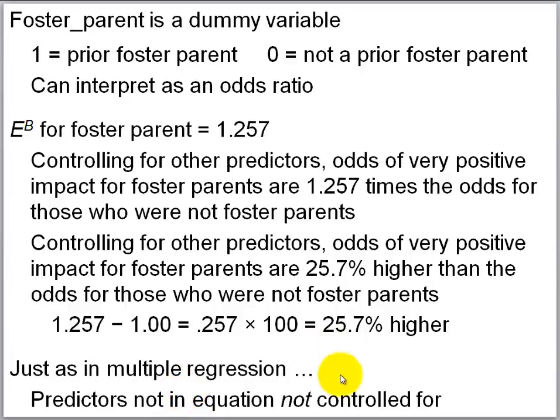Now, just as in multiple regression, predictors not in the equation are not controlled for. So predictors that we did not include could potentially be affecting, or we could say biasing, the coefficients for the predictors that are in the equation.